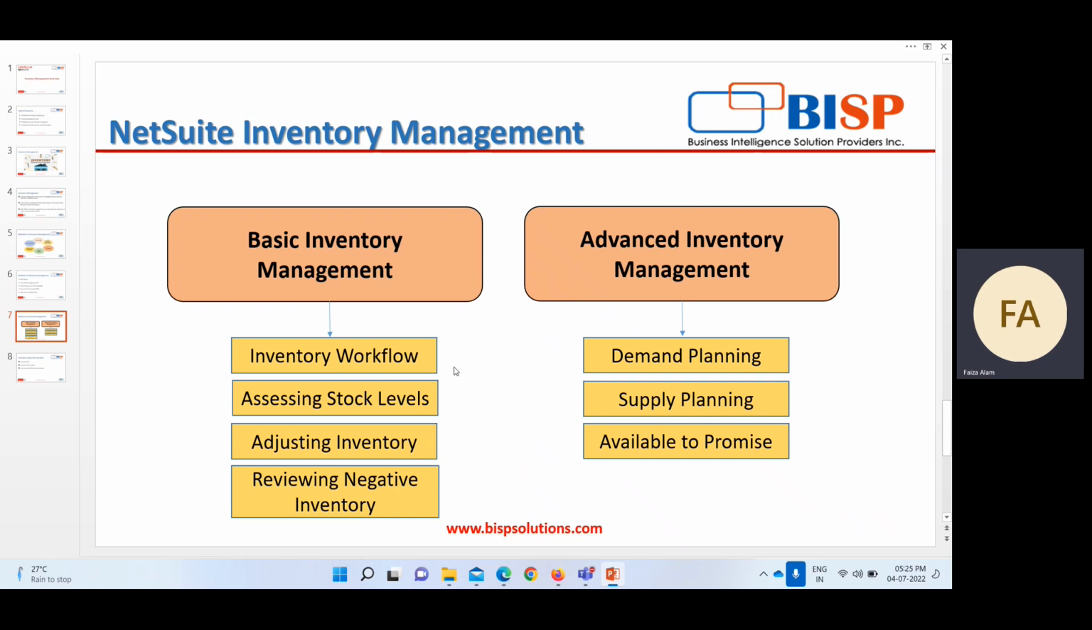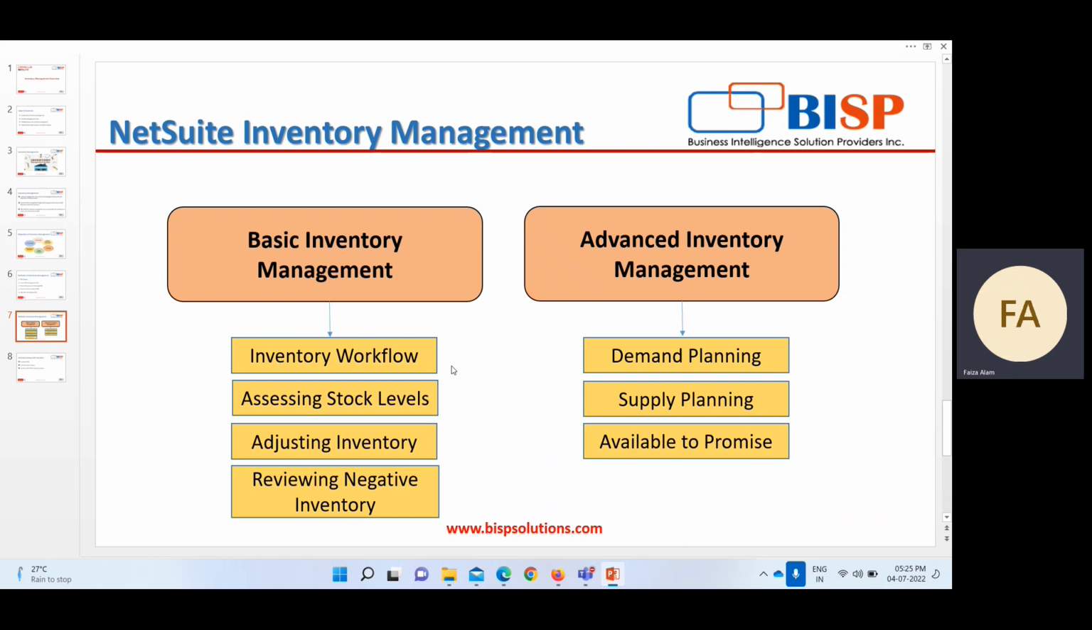If we talk about basic inventory management, there are also certain subdivisions in it. It consists of inventory workflows, assessment of stock level, inventory adjustment, and reviewing negative inventory. Apart from that, there are various other features that I have not mentioned here. Under the inventory workflow, we have purchasing, receiving, manufacturing, selling, fulfilling, and replenishing.